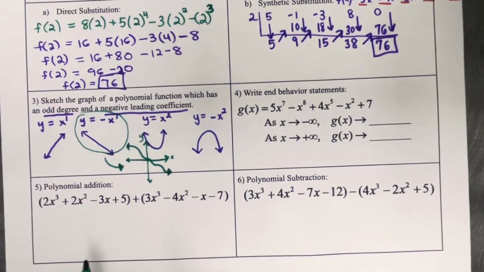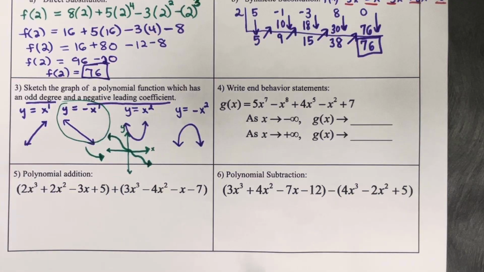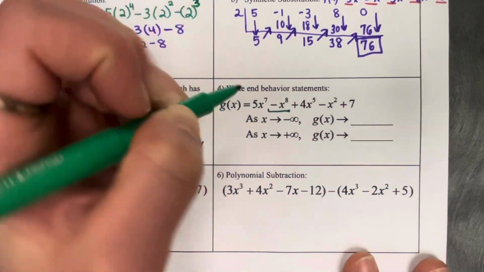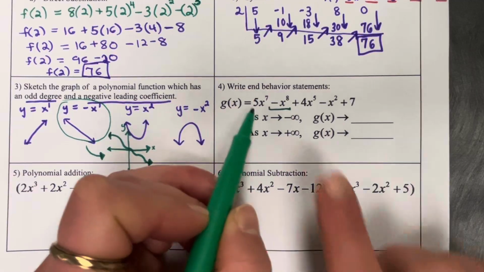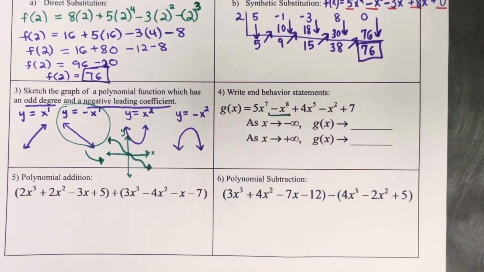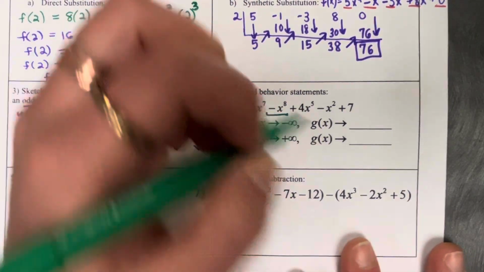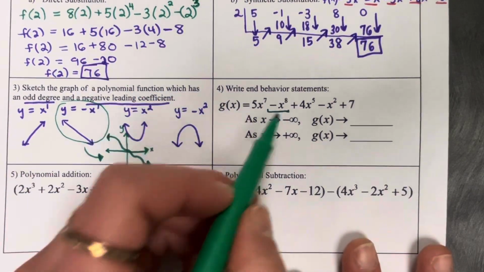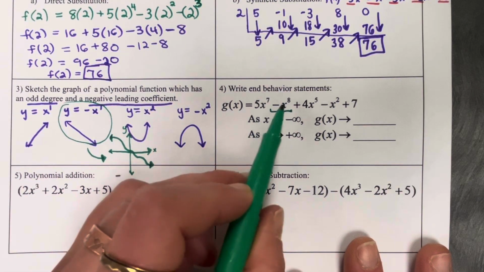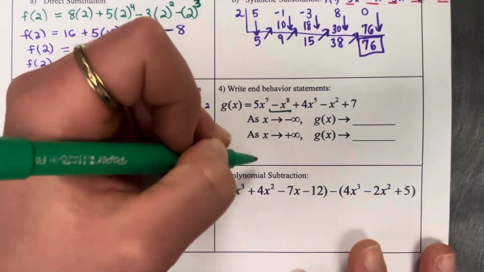Next, write end behavior statements. So for this one, we need to look at the highest degree, which in this case is negative x to the 8th. That's all we care about because the rest of these are insignificant compared to x to the 8th. That's the one that's changing most rapidly. So if we think about what this function is doing, it's going to act like a sad parabola because it has a negative leading coefficient and an even degree of 8, just like 2 is even.